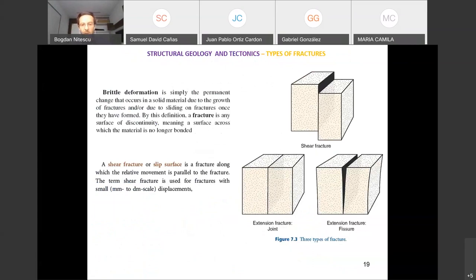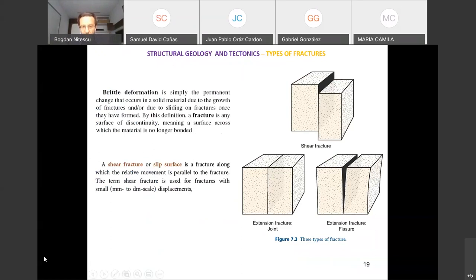A few more slides on the fractures. We start discussing fractures now from a geologic perspective. We discussed brittle deformation. Brittle deformation is basically this type of localized deformation in a volume of rock as a result of the formation of fractures. So the fracture itself is a surface of discontinuity in the material. Initially it was continuous, and suddenly you have this discontinuity.